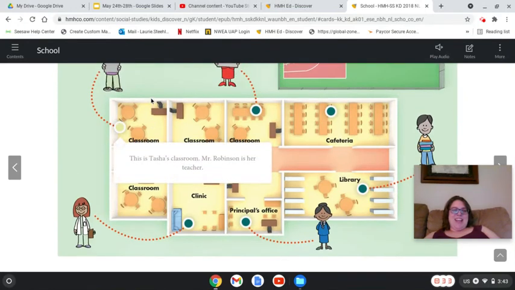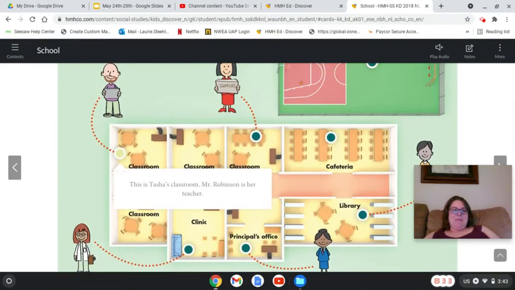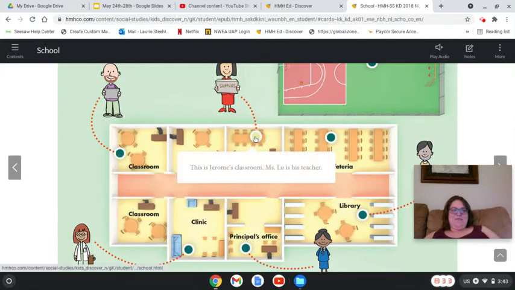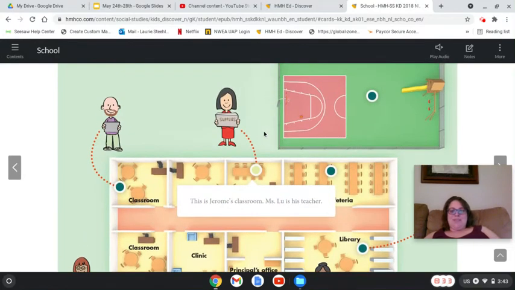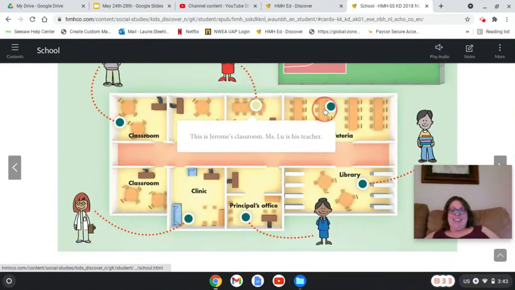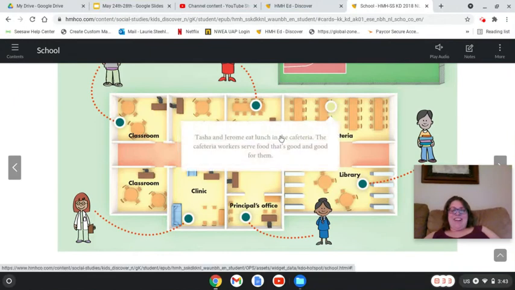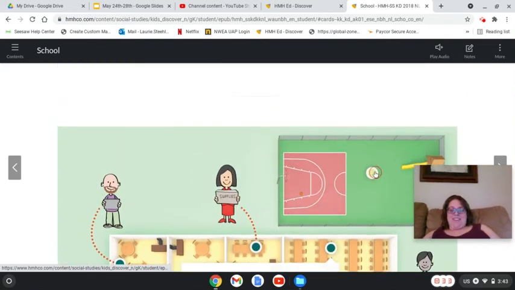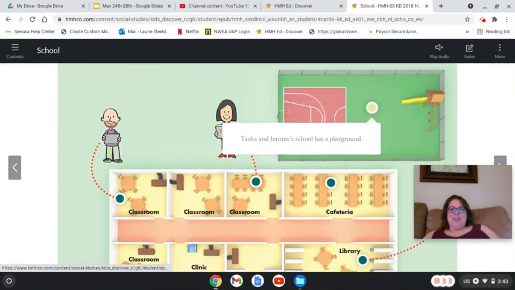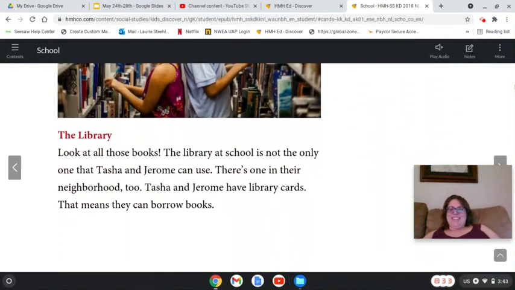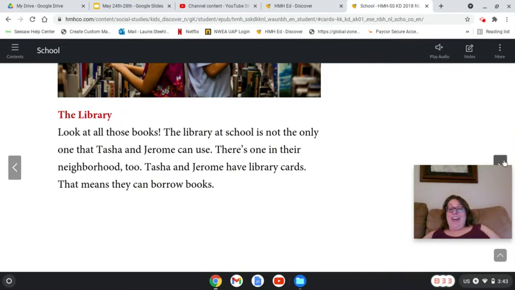Classroom. This is Tasha's classroom. Mr. Robinson is her teacher. This is Jerome's classroom. Miss Lou is his teacher. And the cafeteria. Tasha and Jerome eat lunch in the cafeteria. The cafeteria workers serve food that's good and good for them. Tasha and Jerome's school also has a playground. Do you have a library card to check out library books at the public library? That's what they were talking about at the bottom.